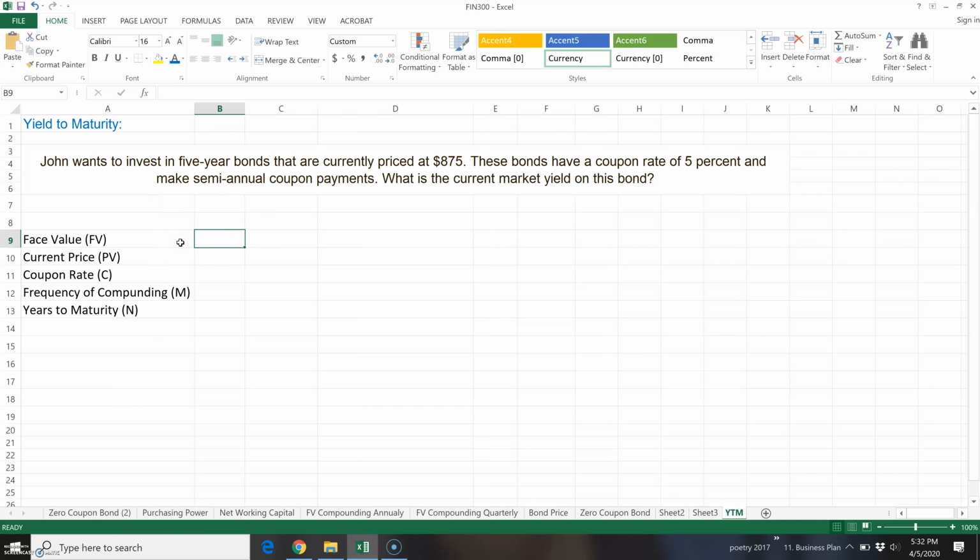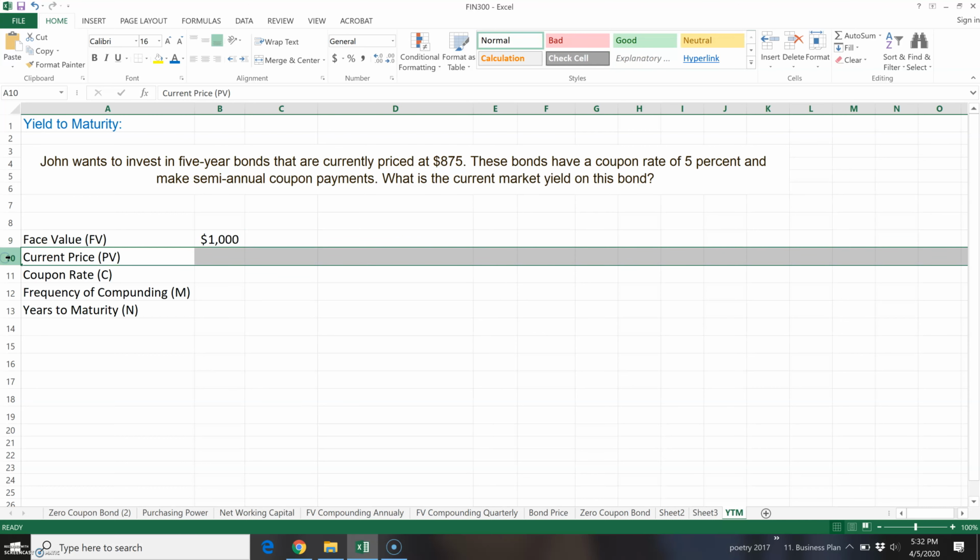First one is face value. Face value is also known as the par value and it is the amount on which the interest is calculated that is owed to the bondholder when the bond reaches maturity. Here let us assume, because for most corporate bonds the face value is generally $1,000, that the face value of the bond is $1,000.